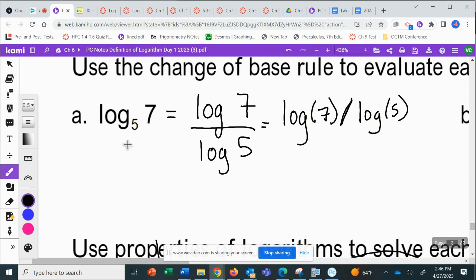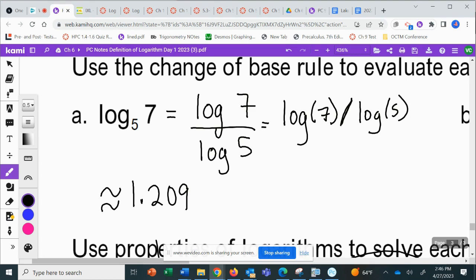And you should get approximately 1.209 unless you typed it in wrong. If you typed it in wrong, you probably didn't close the parenthesis. So make sure you close that parenthesis. All right. Does anybody need help with typing this in?